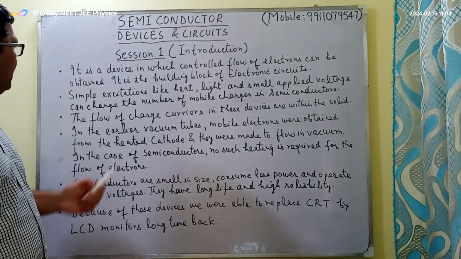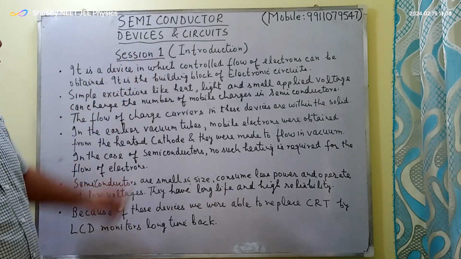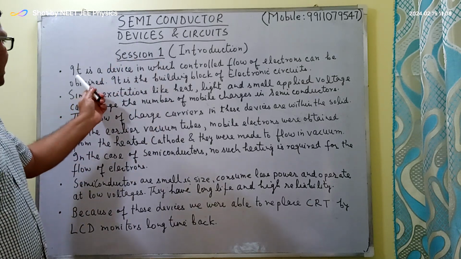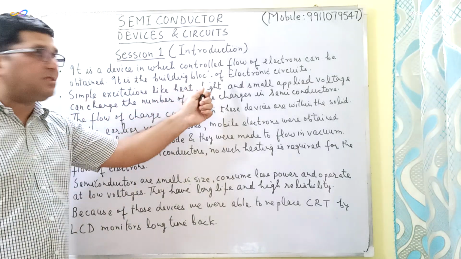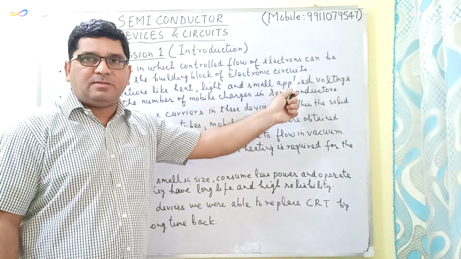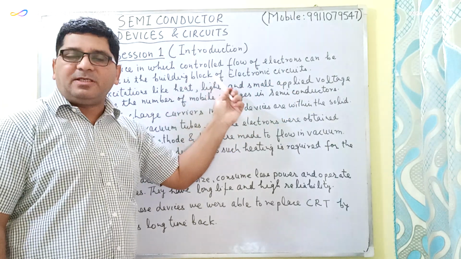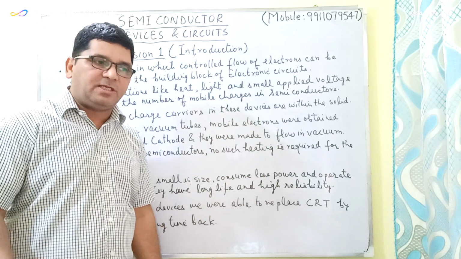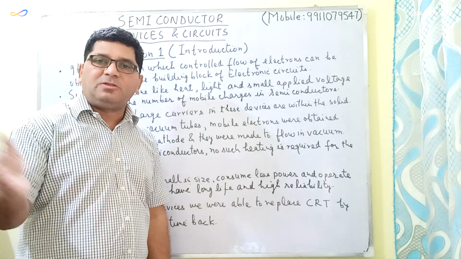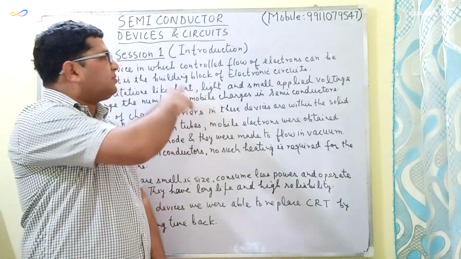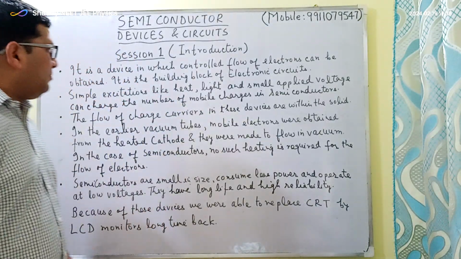So in the first point, this is basically the definition of the semiconductor. The semiconductor is a device in which controlled flow of electrons can be obtained, and semiconductors are basically used in the electronic industries, and almost all the electronic circuits consist of the semiconductors.